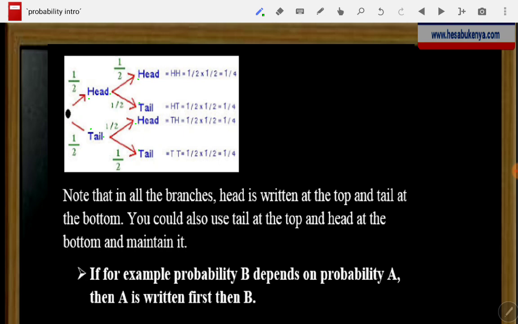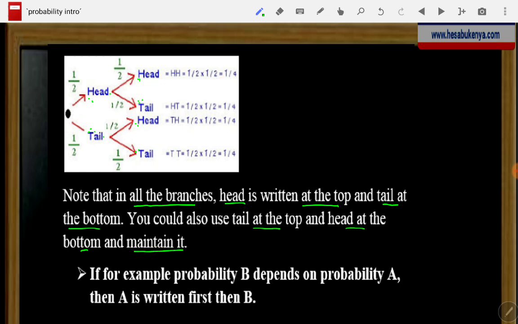Now you realize that we are having head, tail, head, tail, head, tail. We have not mixed them into head, tail, then maybe tail, head, or some confusion like that. The order must be maintained. So note that in all the branches, head is written at the top and tail is at the bottom. You could also use tail at the top and head at the bottom and maintain it.